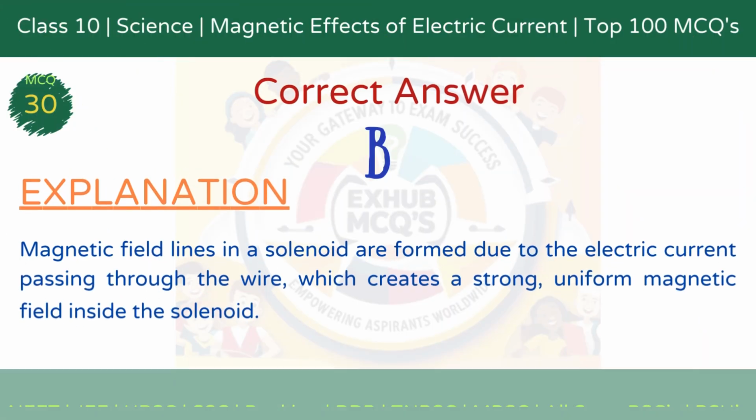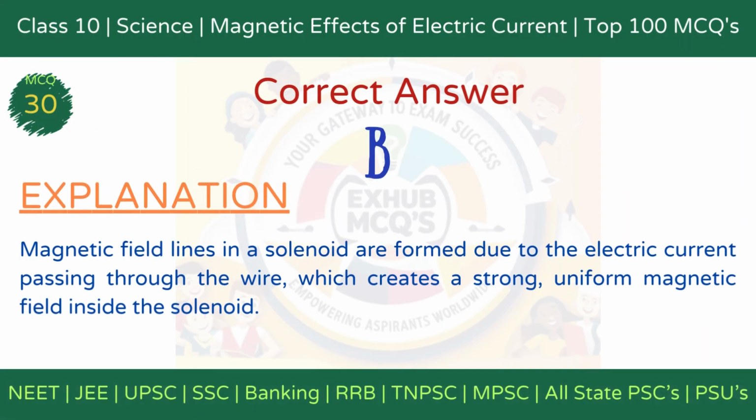The correct answer is option B, electric current. Explanation. Magnetic field lines in a solenoid are formed due to the electric current passing through the wire, which creates a strong uniform magnetic field inside the solenoid.